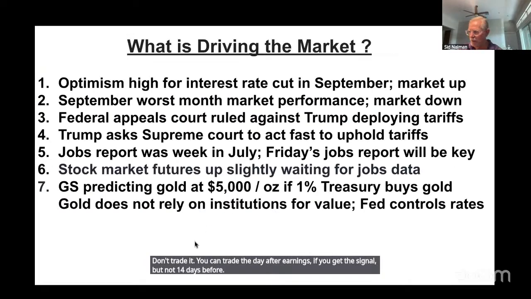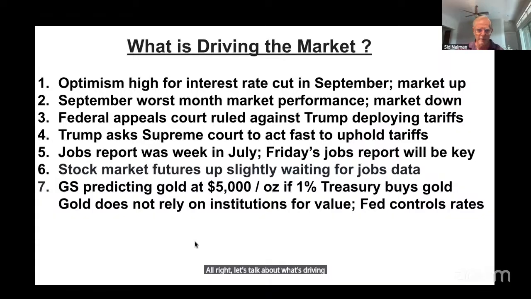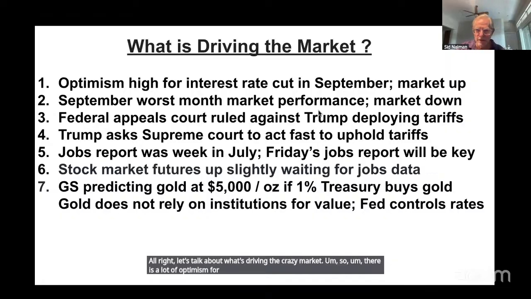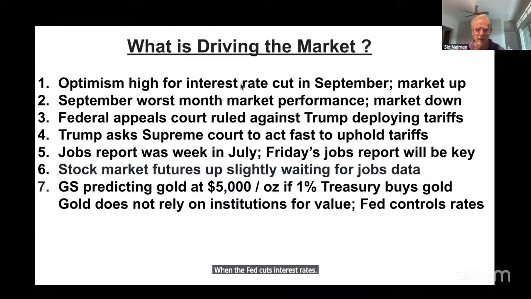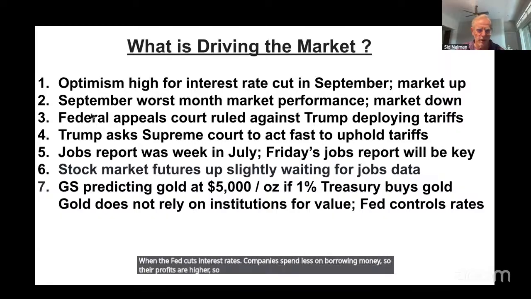All right, let's talk about what's driving the crazy market. There is a lot of optimism for interest rate cuts in September. They've talked about this for a long time, so the market has been up. I don't know what it did today, but I think it's been up, down, but mostly it's been looking forward to these interest rate cuts. Why? Because when the Fed cuts interest rates, companies spend less on borrowing money, so their profits are higher, so the stock price goes up.